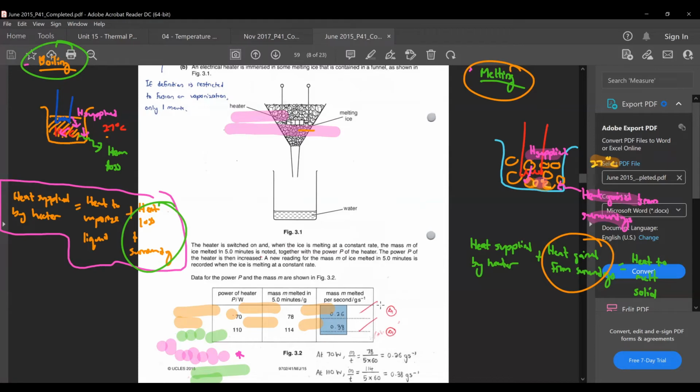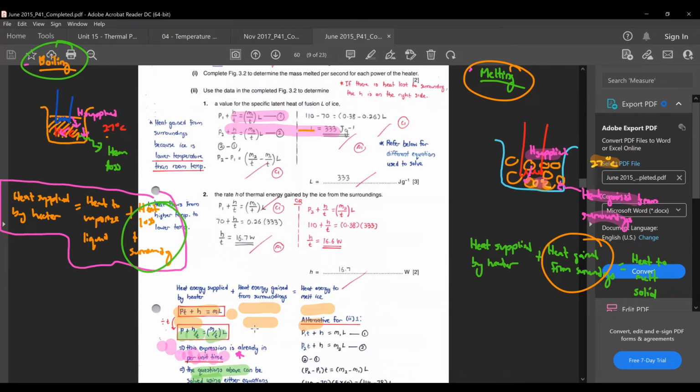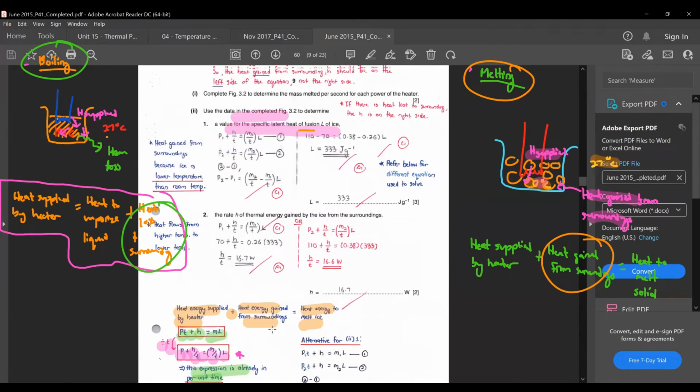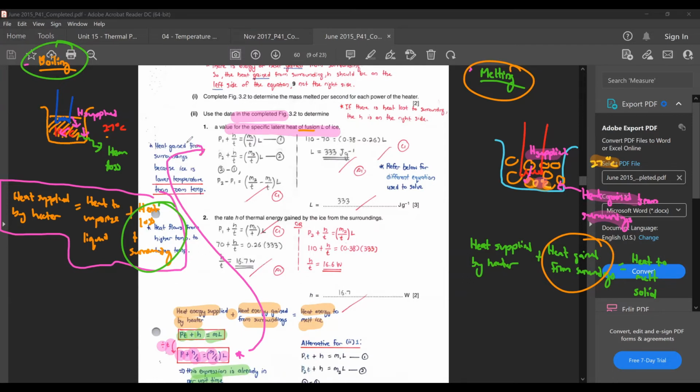So in order to make your life a lot easier, you go and modify the equation so that it is per unit time, like what you're seeing right over here, right? So this one here is what you're seeing right over here, okay? So you write out the equations in terms of per unit time for the two different power settings, and then you take one equation minus the other, and you should be able to find out what is L, the specific latent heat of fusion.